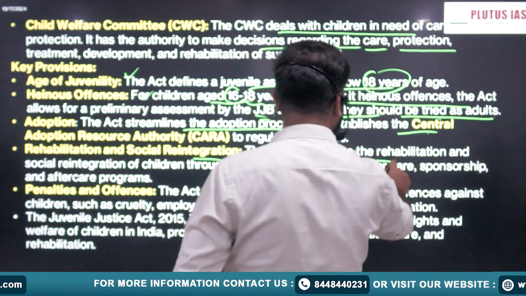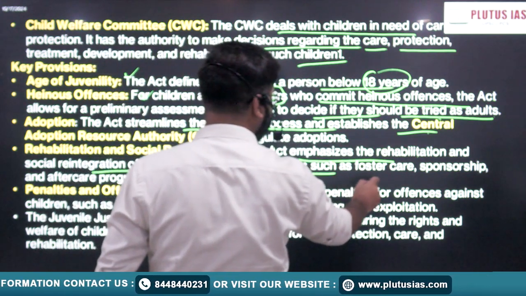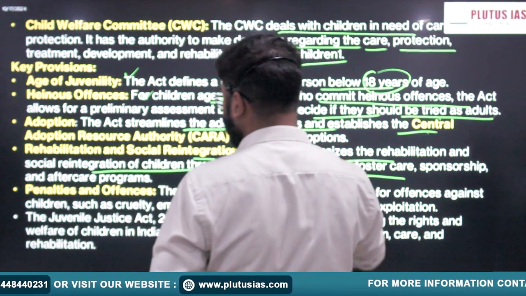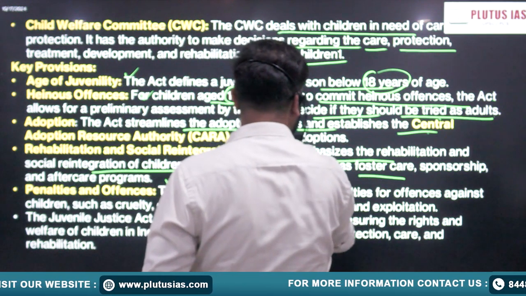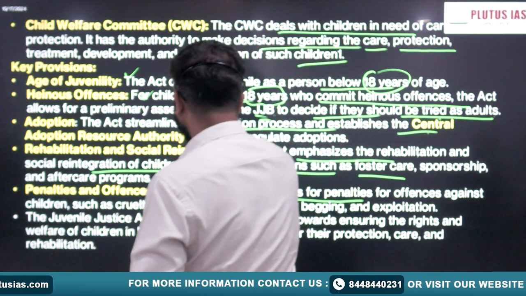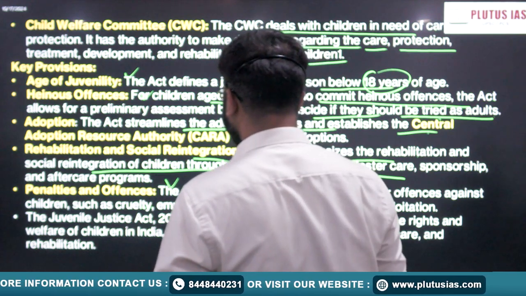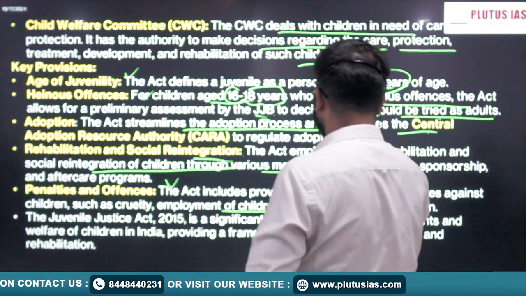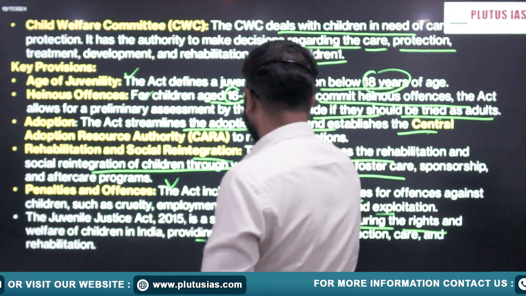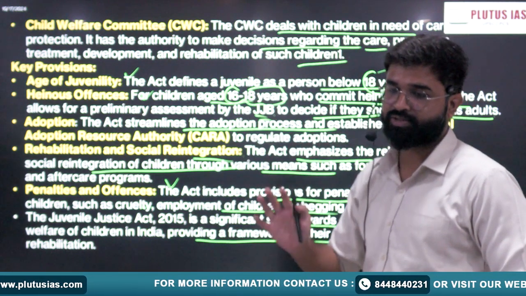The act emphasizes the rehabilitation and reintegration of children through various means such as foster care, sponsorship, aftercare, etc. Penalties. The act includes provision for penalties for offenses against children such as cruelty, employment of children for begging, and exploitation. The Juvenile Justice Act 2015 is a significant step towards ensuring the rights and welfare of children in India, providing a framework for protection, care, and rehabilitation.